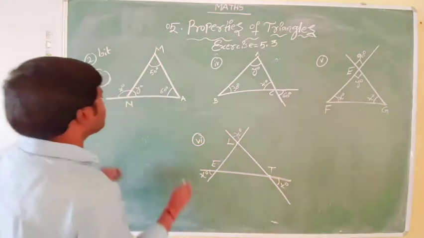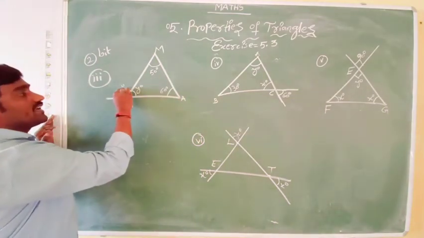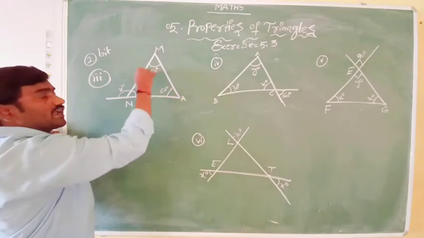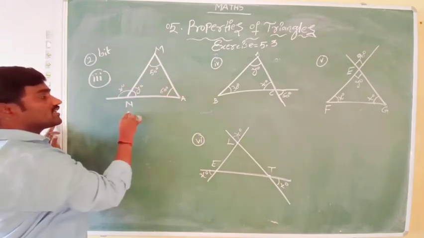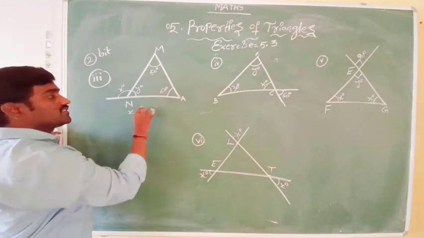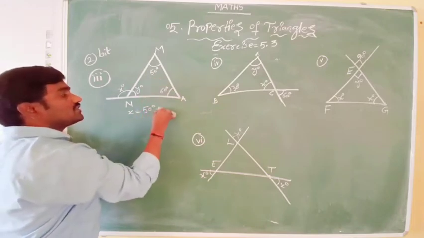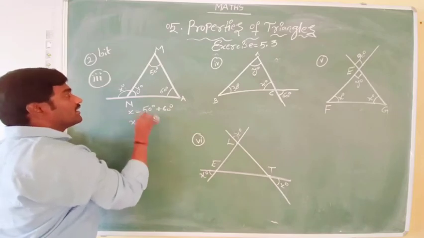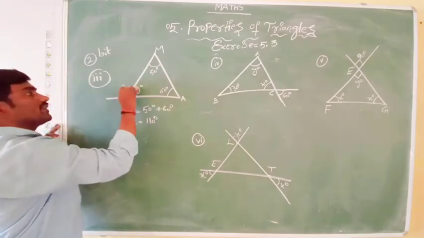Okay, then see that here x is nothing but an external angle of these two triangles. So here external angle x equals 50 degrees plus 60 degrees, that is x equals 110 degrees. So x equals 110.